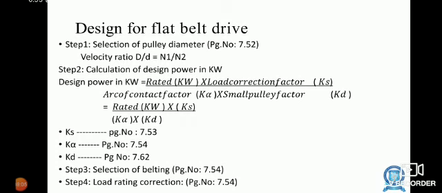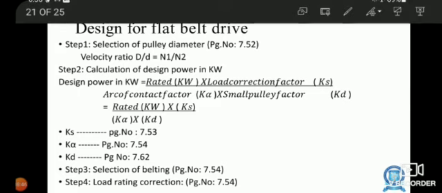Design of flat belt drive. Step 1, selection of the pulley diameter. Utilize the velocity ratio d1 by d2 equals n2 by n1 and page number 7.52; selection of pulley diameter may be done. Step 2, calculation of design power. Design power in kilowatt equals rated power times load correction factor divided by arc of contact factor times small pulley factor. Ks, K alpha, Kd are the factors, and we can obtain these values from the data book, page numbers 7.53, 7.54, 7.62 of the PSG data book. Step 3, selection of belting, page number 7.54. Step 4, load correction, 7.54.